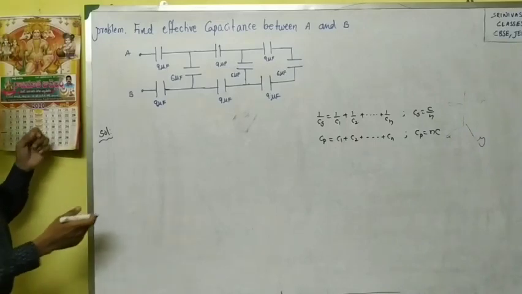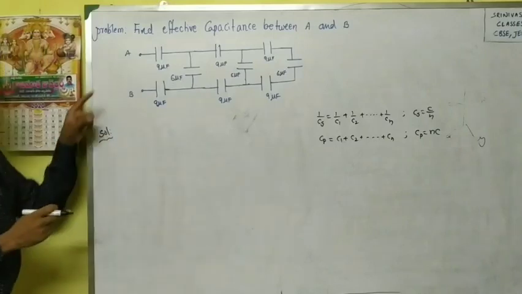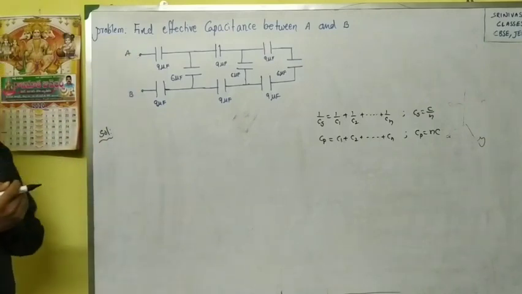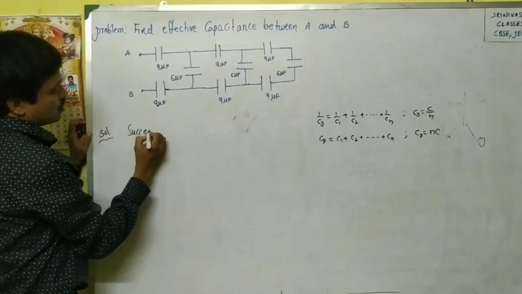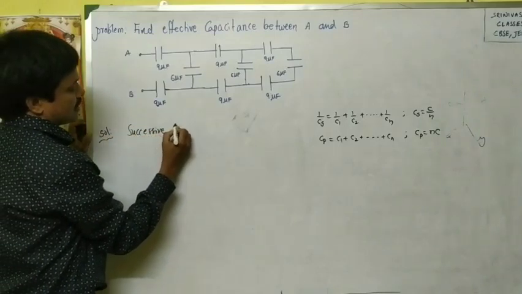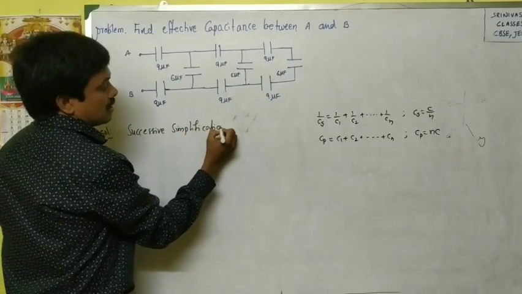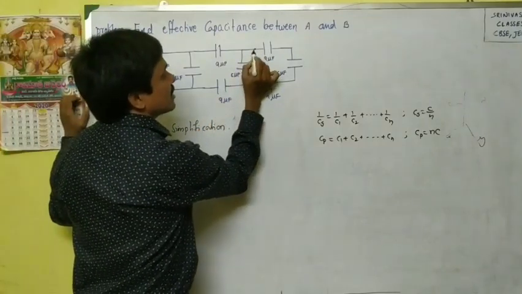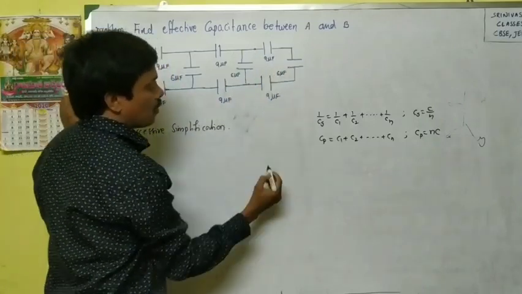And now let us see how to find the effective capacitance between A and B. This is our question. Between A and B, we have to find the effective capacitance, and for this we have to use the successive simplification method. How to use this method? First we have to take this part. Directly we cannot find it. We have to take only the outer part.